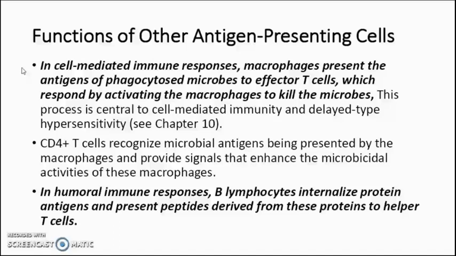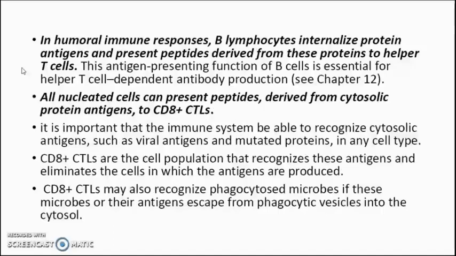CD4 T cells recognize microbial antigen being presented by the macrophage and provide signals that enhance the microbicidal activities of these macrophages. In humoral immune response, B lymphocytes internalize protein antigen and present peptides derived from this protein to helper T cells. This antigen presenting function of B cells is essential for helper T cell dependent antibody production.